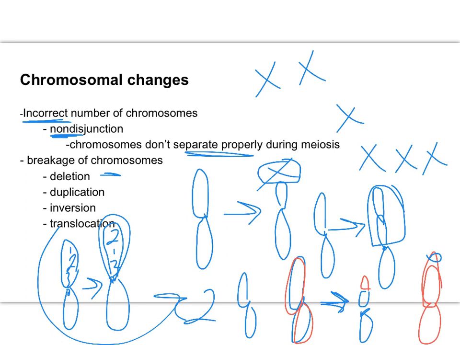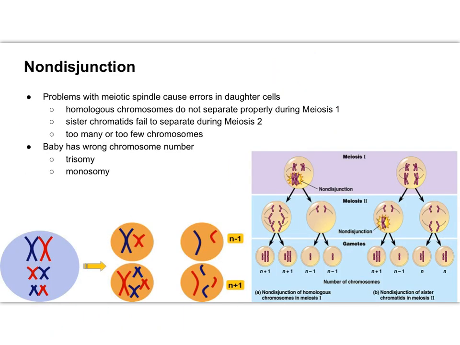So I'm missing part of it. I duplicate parts of it. I take part out of it, flip it over, put it back in. So I invert it, or I switch with a non-homologous chromosome. Non-disjunctions, again, are also a major mutation. So non-disjunctions are a result of a problem with the spindle during meiosis, and so the daughter cells are going to have errors. So there's 2 different ways this could happen.